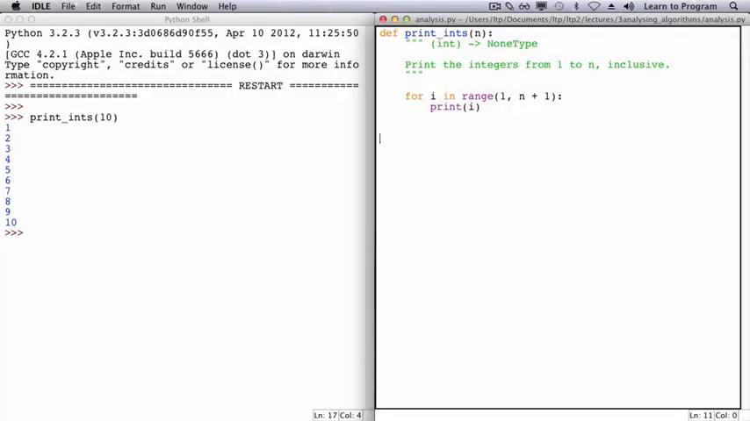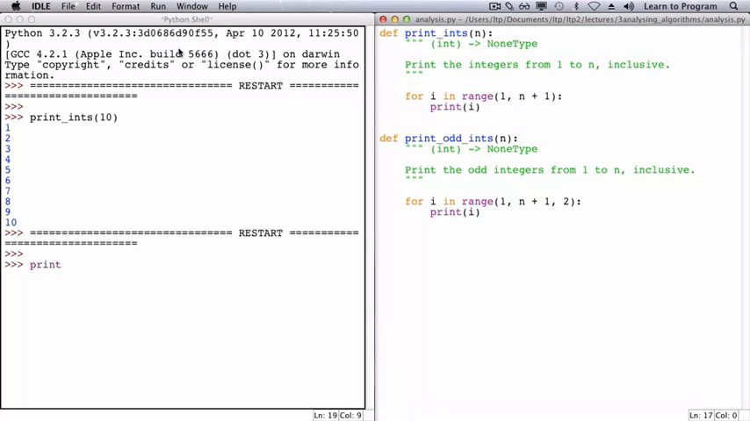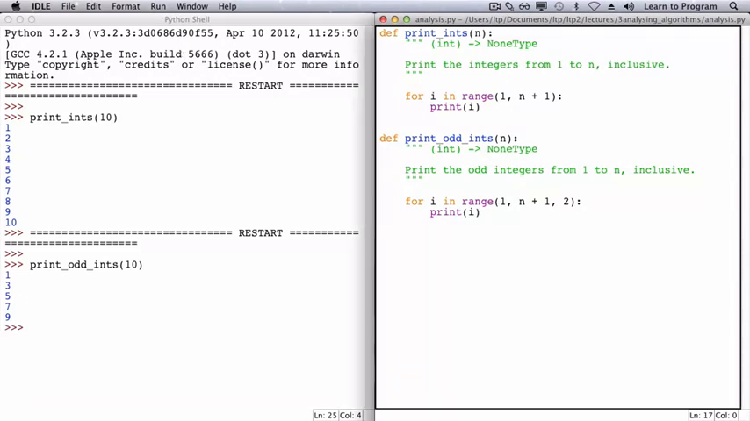Next, let's consider another function. Print_odd_int prints the odd integers from 1 to n inclusive. We'll call this function with the argument 10 as well. Print was only called 5 times. If the argument were 20, it would be called 10 times. And if the argument were 40, it would be called 20 times.